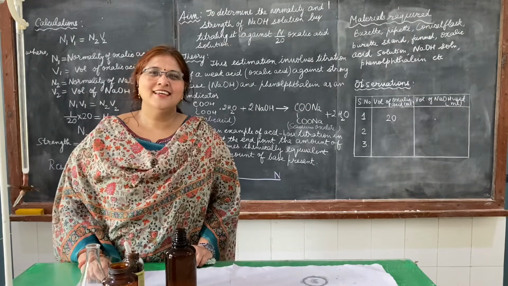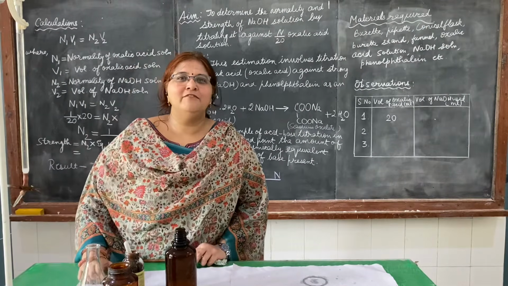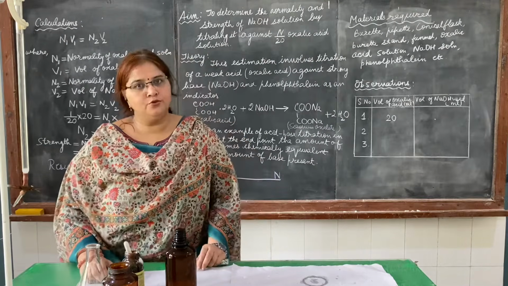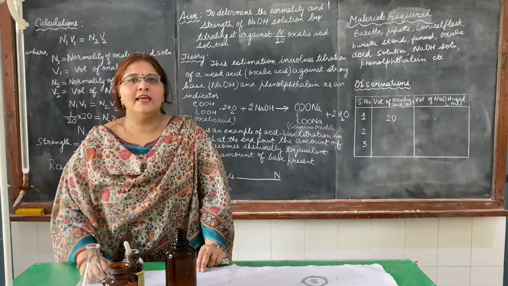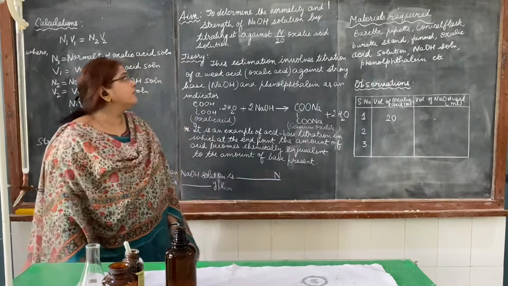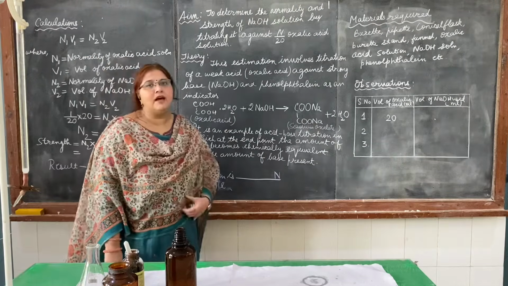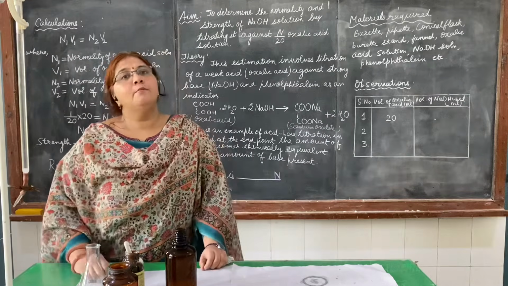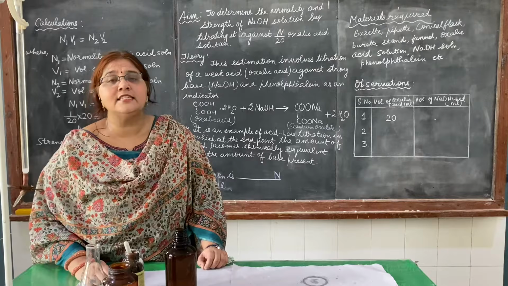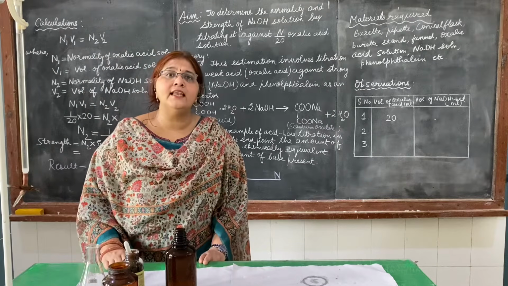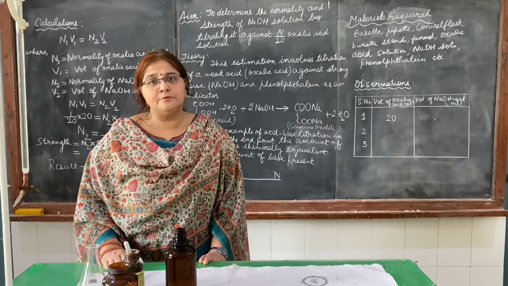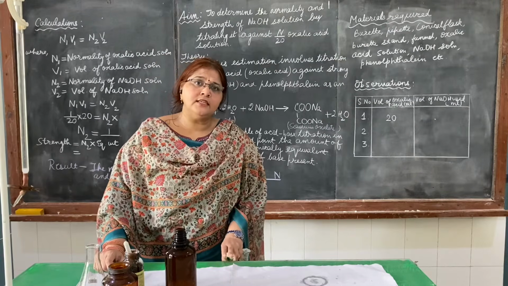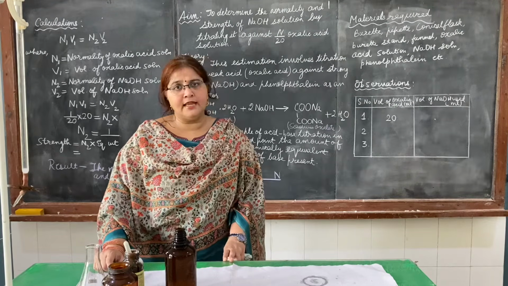Hello students. In this video I will tell you about the titration which we are going to do over here. The aim of our experiment for today is to determine the normality and strength of NaOH solution by titrating it against N/20 oxalic acid solution. This means we have already prepared N/20 standard solution of the oxalic acid.